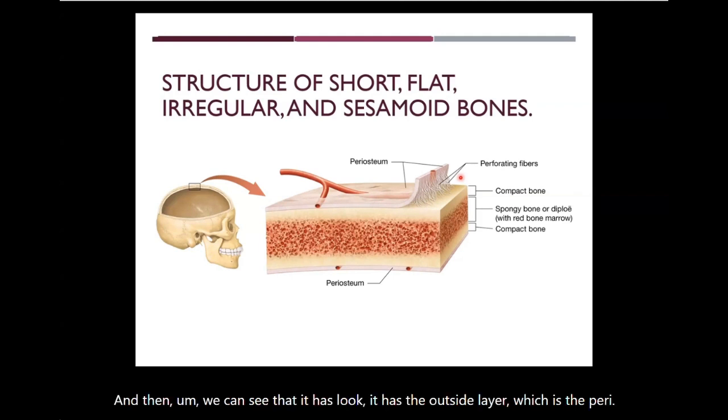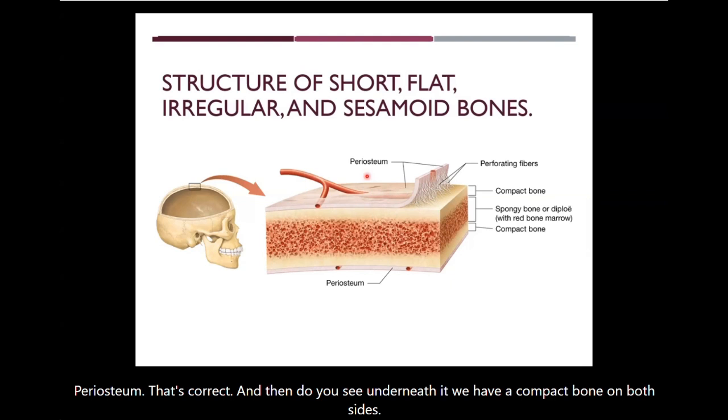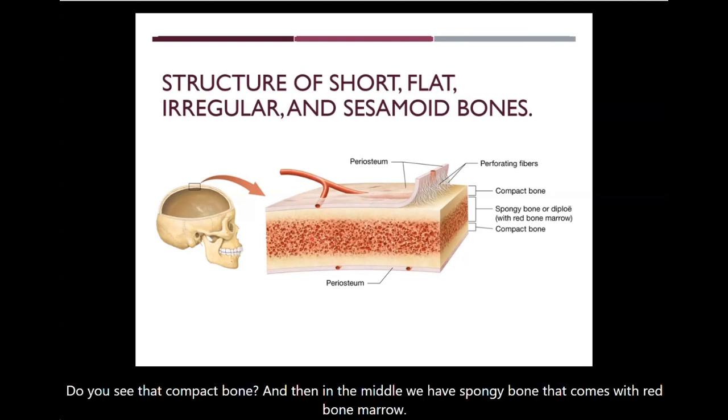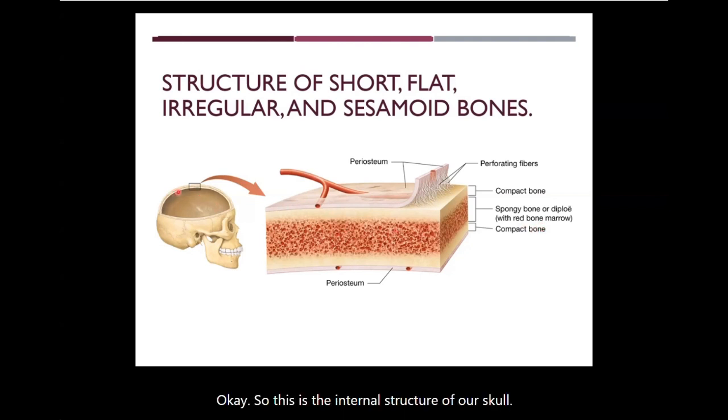All right, and then we can see that it has the outside layer, which is the periosteum, that's correct. And then do you see underneath it, we have compact bone on both sides? Do you see that compact bone? And then in the middle, we have spongy bone that comes with red bone marrow, okay? So this is the internal structure of our skull.